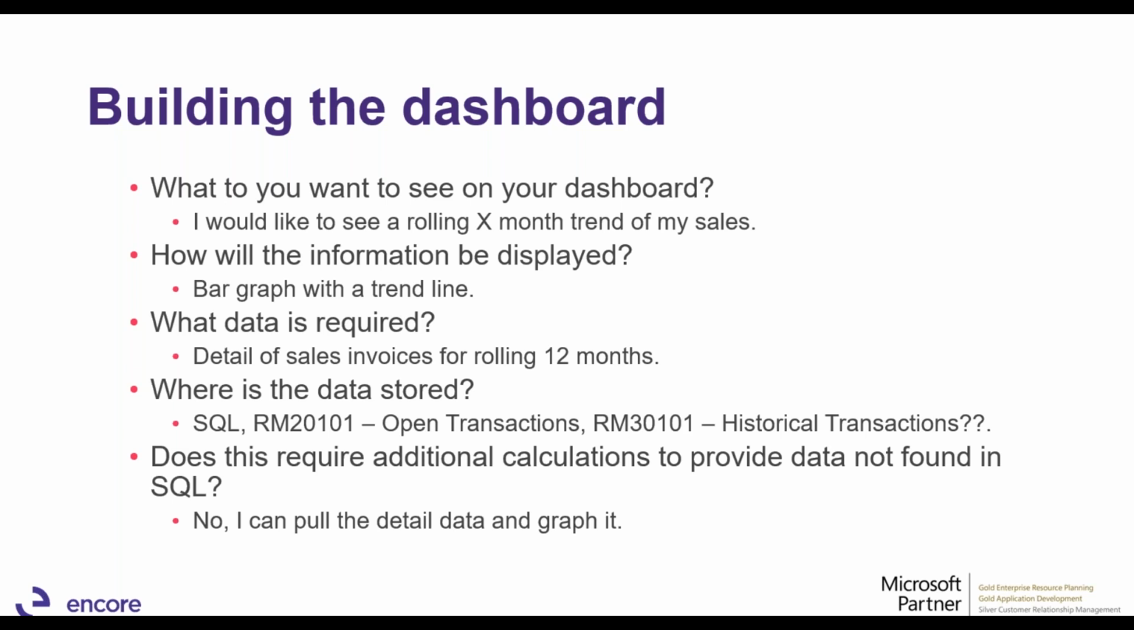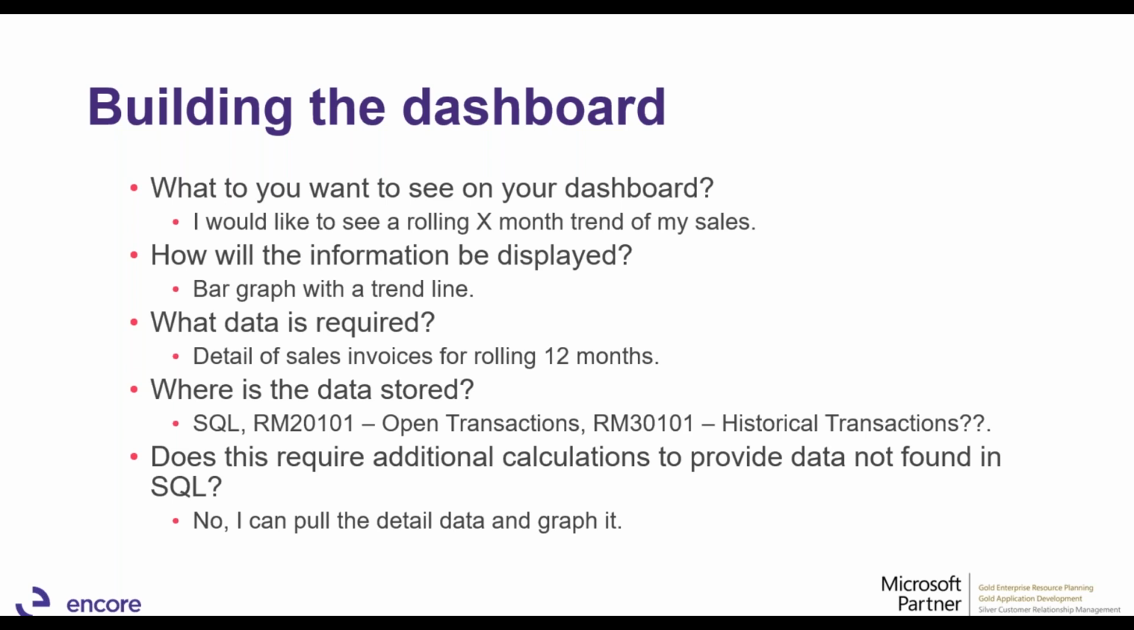All right. How do I want to see this information? I want to see a bar graph with a trend line, so I can look over a period of time and see, are my sales going up? Are they going down? What does that look like going out into the future? Anything like that. What data is required? Well, I need a detail of sales invoices for at least a rolling 12 months. All right. So that data, I know we need that in order to build that bar graph.